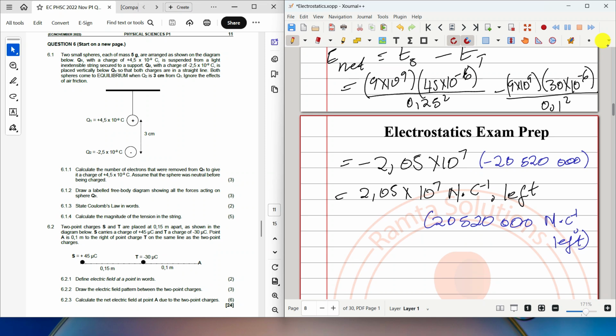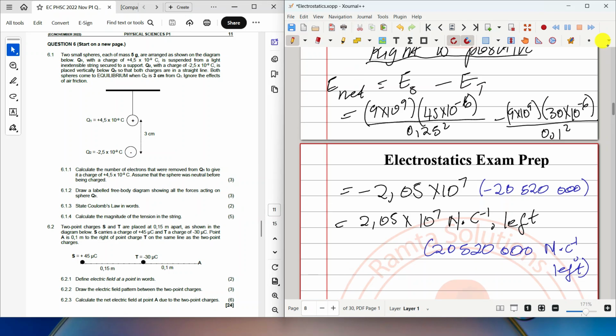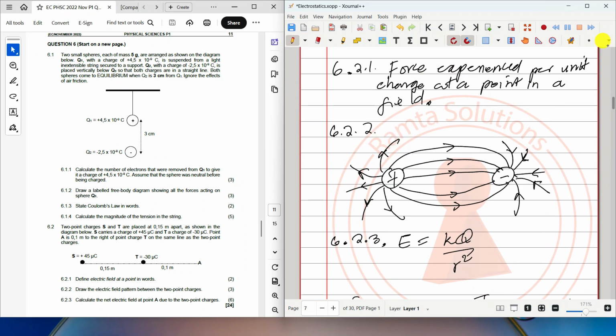Okay, so this is it, guys. This is how you attempt your electrostatics questions in your exam. And there's something that I want to highlight on 6.2.2, where we were drawing the electric field pattern. Say that instead of saying positive, you said positive 45 microcoulomb, and here you wrote negative 30 microcoulomb, it's still okay, right?